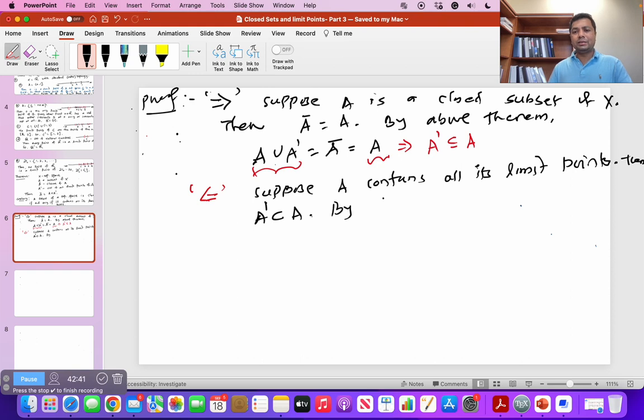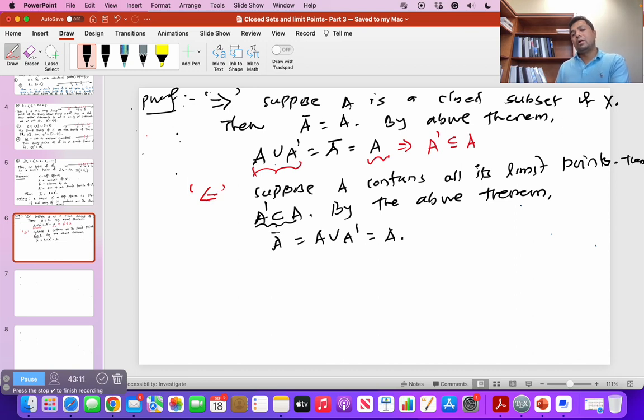So again, by the above theorem, we have A closure is A union A prime, but A prime is a subset of A. If A prime is a subset of A, then if you take their union, that's going to be A. Now here we just proved that A closure, or A bar, is the same as A. So that implies that A is closed. Okay. So that will prove this corollary.